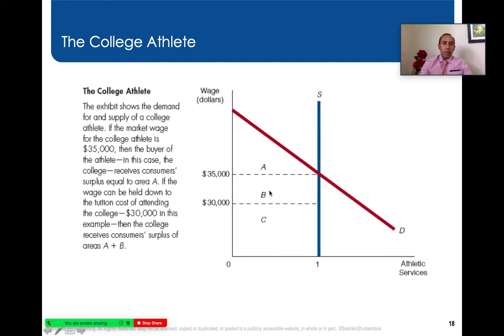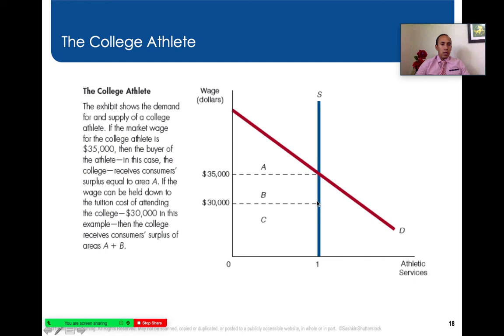So we have the demand for the athletic services, the supply of the athlete in this case. This model exhibits the demand for and the supply of college athletes. We have one athlete, like a football player, and this athlete is demanded by the university to perform athletic performance. And if the market wage for the athlete in real time is actually $35,000, what they really need to pay, and they only offer him $30,000 in tuition.